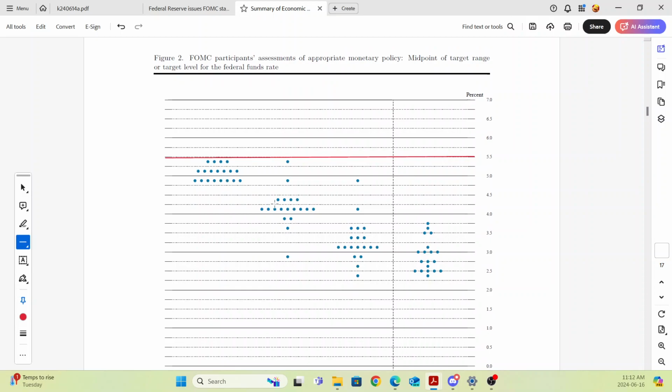These dots are each member sitting in that room voting for whether the interest rate should stay where it is right now or whether it goes down by 25 basis points or 50 basis points. Each dot is just an individual showing their thoughts on where the interest rate should stay. So 1, 2, 3, 4. We have 4 members of FOMC stating that, hey, we want no cuts this year.